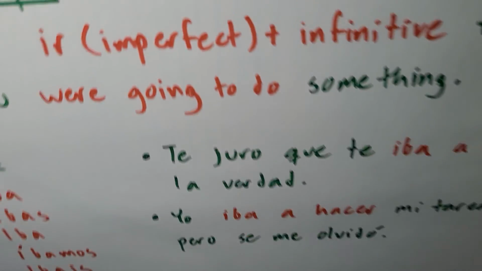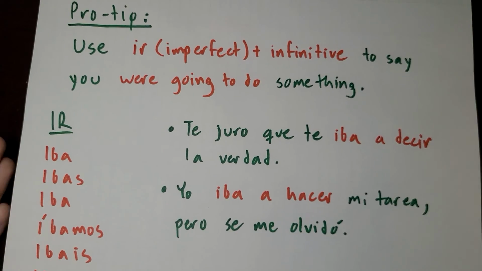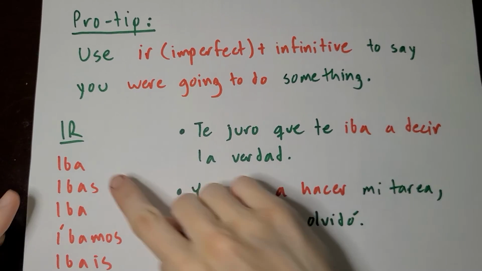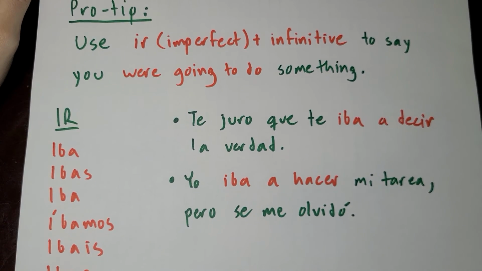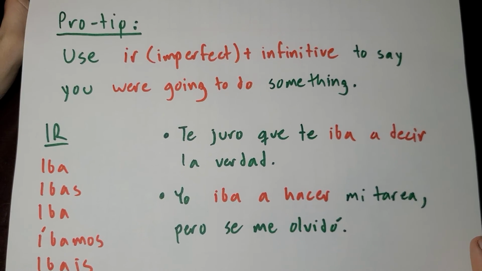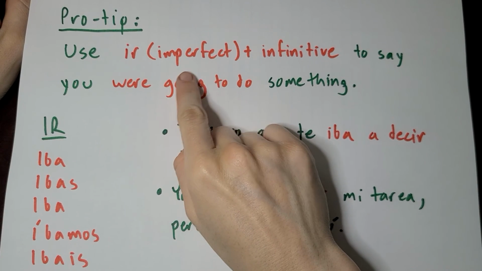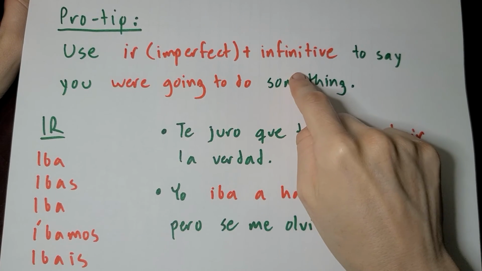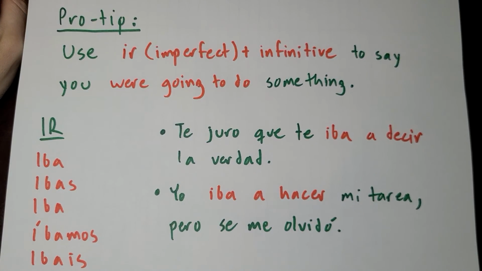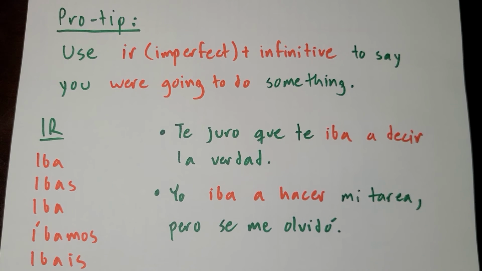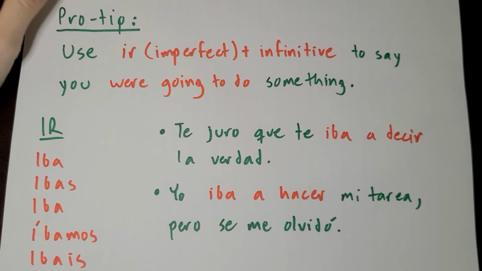All right, we're almost done, guys. I just wanted to give you one really useful pro tip to end this on regarding ir, which means to go. Ir is irregular. That being said, ir is super useful in the imperfect tense. So use ir in the imperfect conjugation plus an infinitive to say that you were going to do something. It's the same thing in English, where you can use ir basically as a hack to say I am going to do something, basically to speak in the future tense by using the present tense of ir instead of knowing how to conjugate things in the future, which is fine.